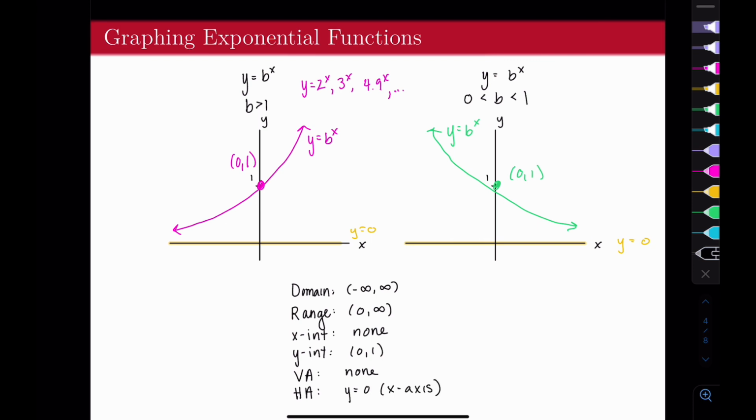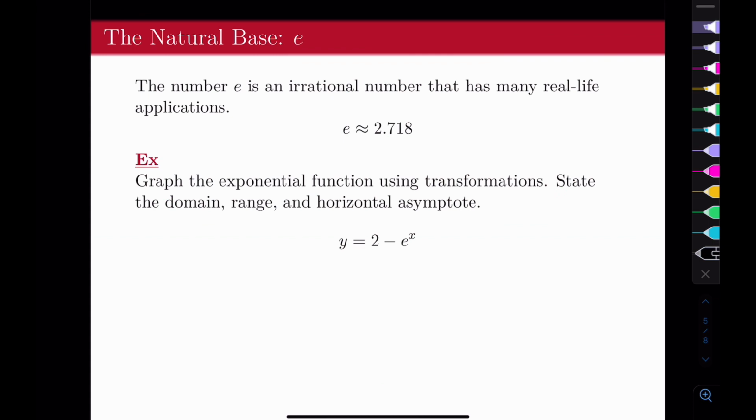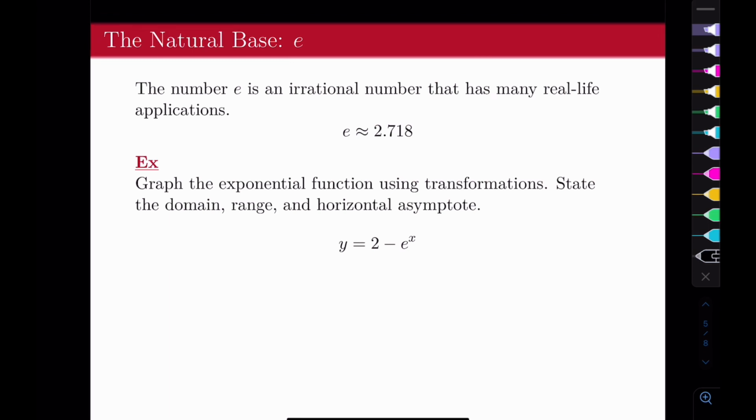Okay, so if you know the base, you know the shape, and we can apply all those transformations to it. There is one specific base that we're going to be working with a ton, which is called our natural base. The natural base is just a very specific number, and it's kind of like pi. Pi is something that just kept appearing over and over, so we gave it a special symbol, but it's just a number. It's 3.14159, keeps going on forever.